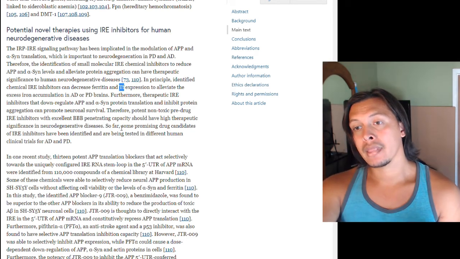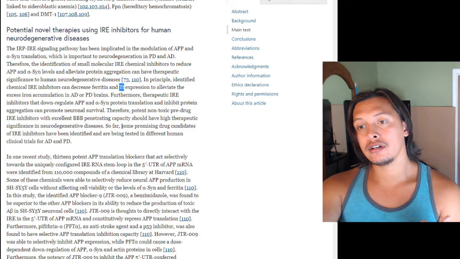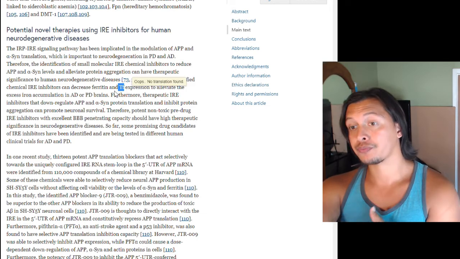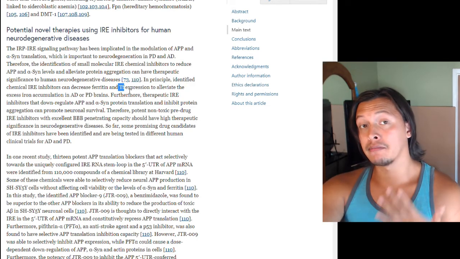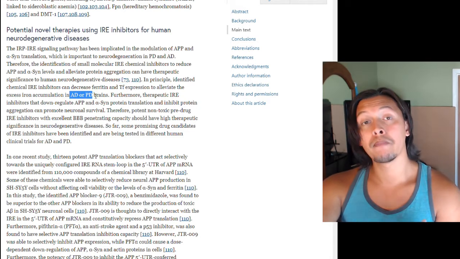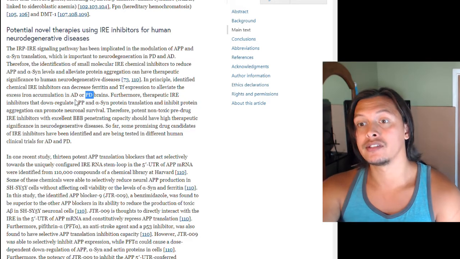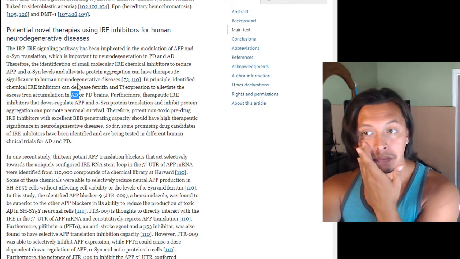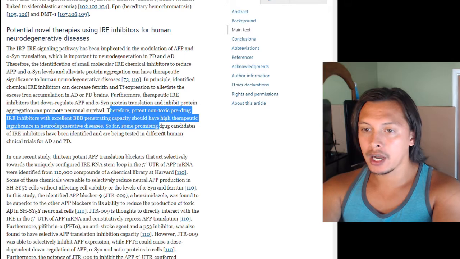Okay, so what worries me is that if we downregulate transferrin too much, that might have some unintended negative side consequences with trying to repair the brains of people with Parkinson's disease or Alzheimer's disease. So that's just one of the things that I'm a little concerned about. So with that, let's continue.